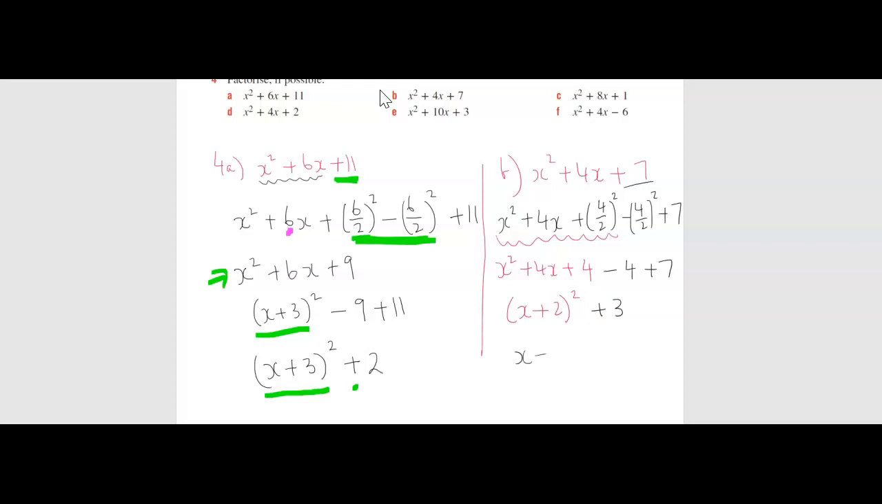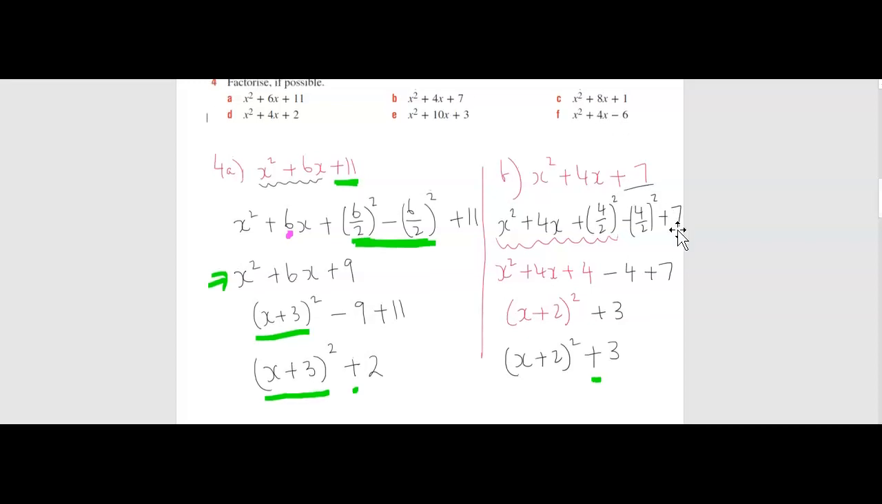So on the end, I've got x plus 2 squared. I'm just going to write that again in black, plus 3. So again, I can't factorize this any further because of this plus sign. Sorry, I thought it was going to turn into a minus. All right, the next one should be fine, I'm thinking.